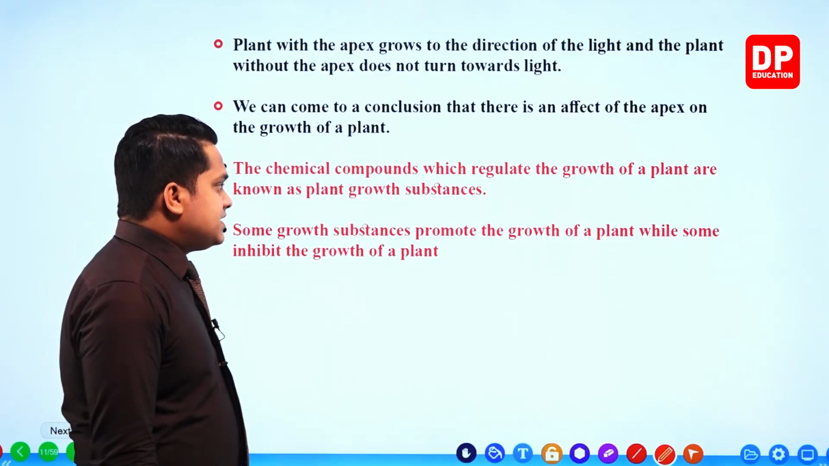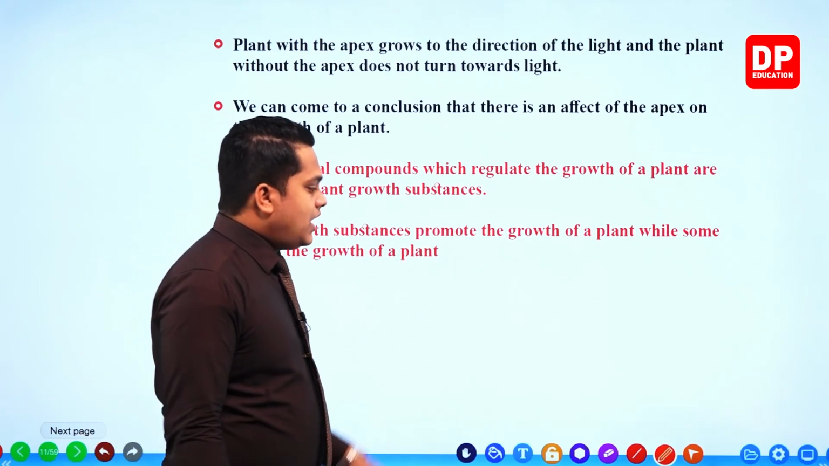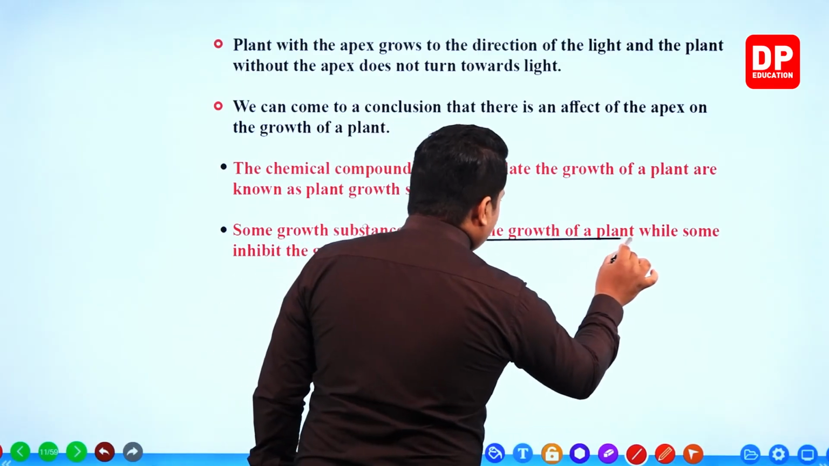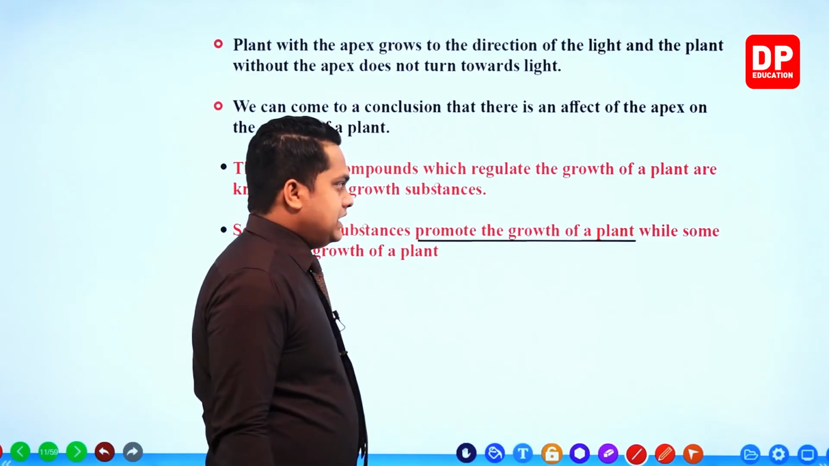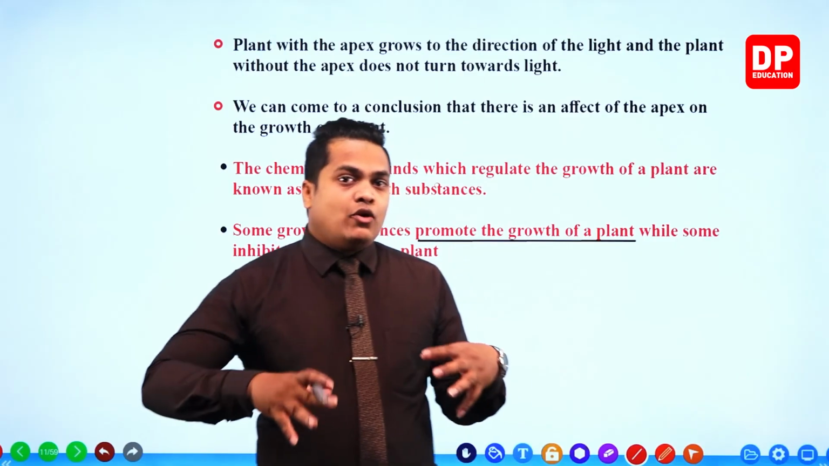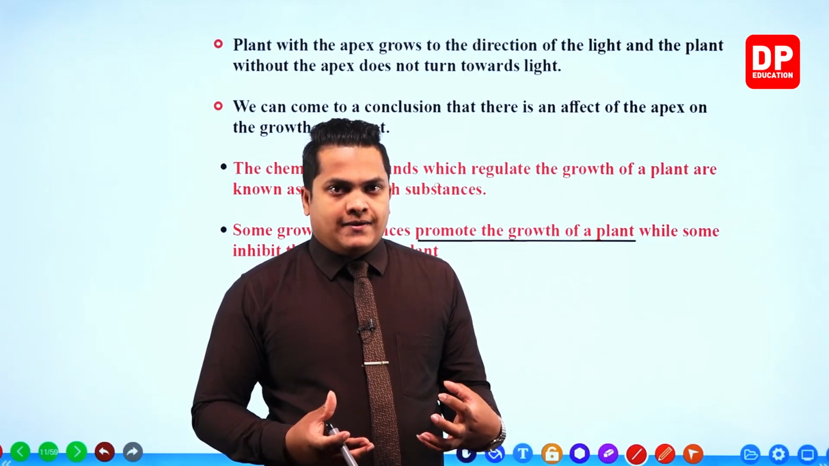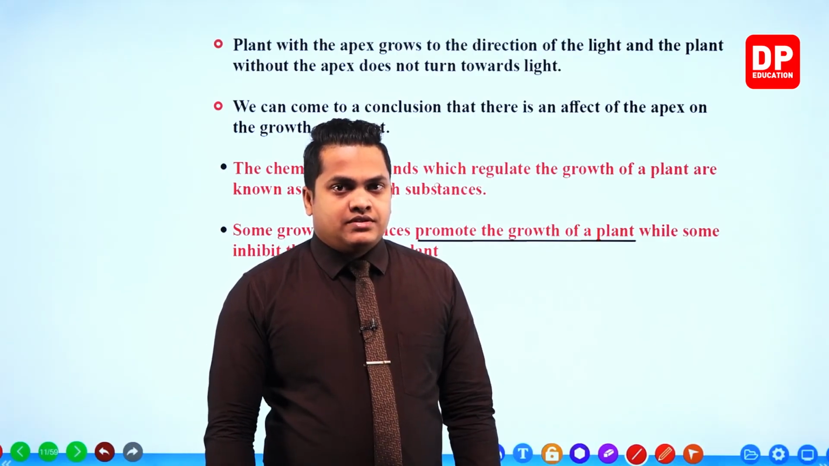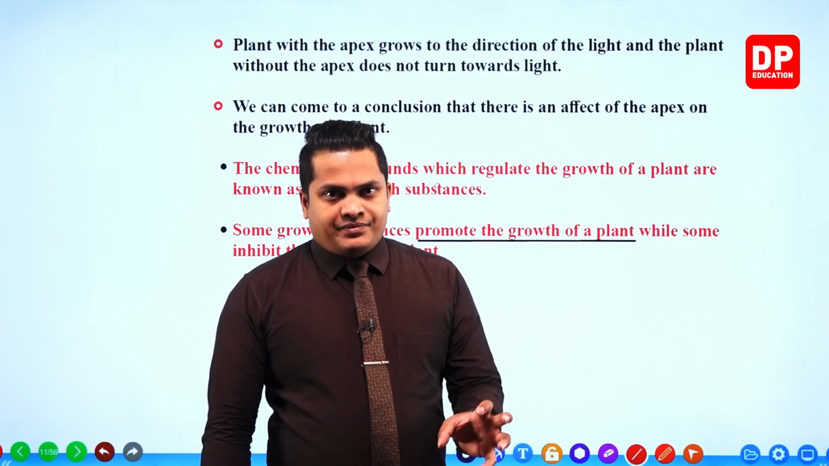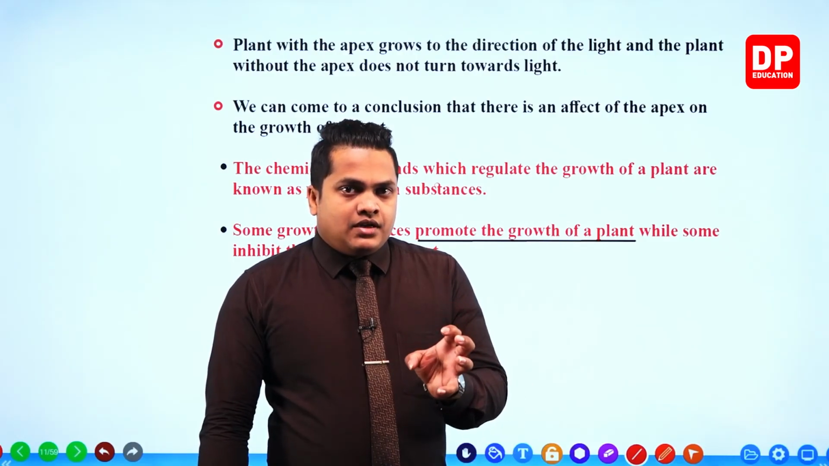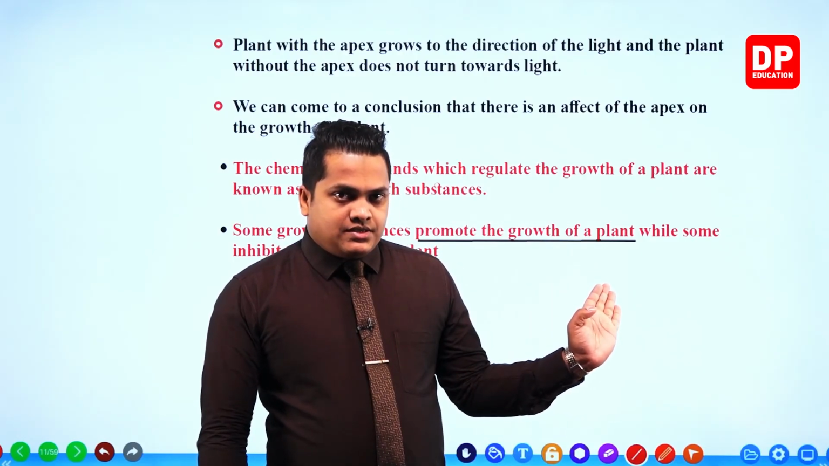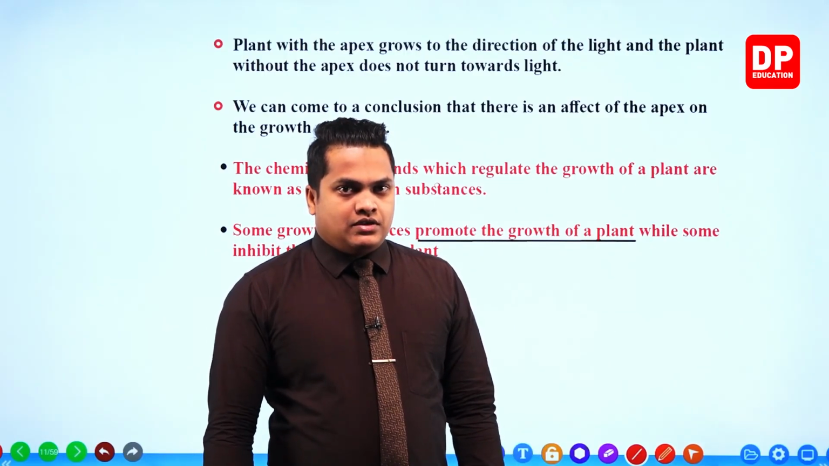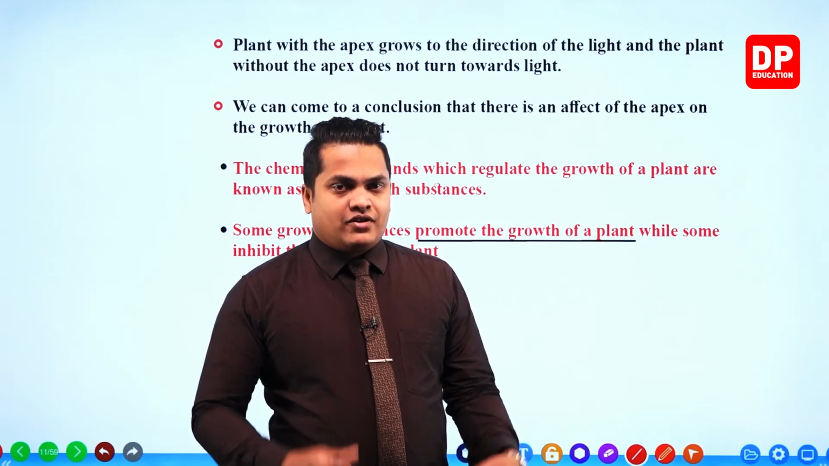Then the next point is given. Some growth substances promote the growth of a plant. See, promote. Promoting means increasing. That means it is giving support for the growth. It increases the rate of growth. So there are some growth substances that can increase the rate of growth.